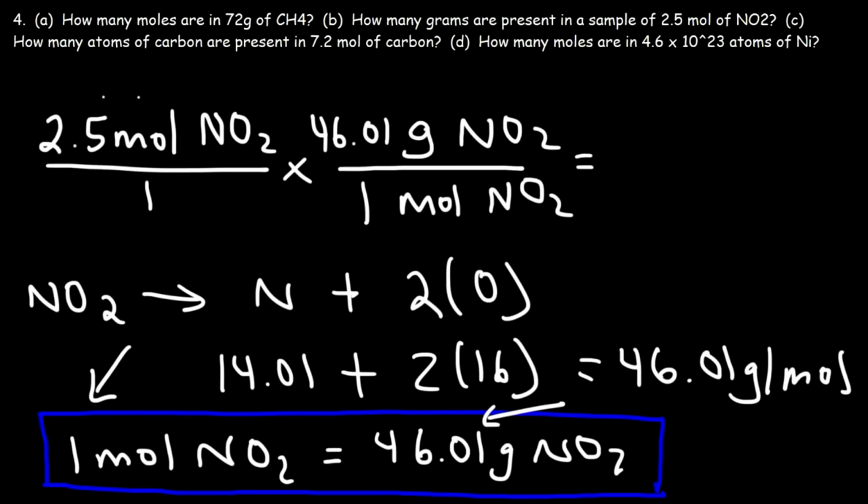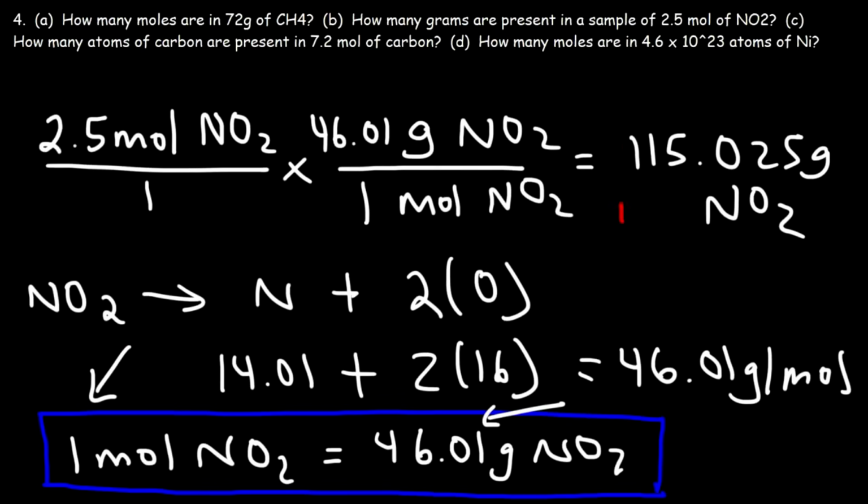This time, because we have two numbers that are both on top of the fractions, we need to multiply those two numbers. So it's going to be 2.5 times 46.01, and so the answer is 115.025 grams of NO2. That's how you can convert moles to grams. That's how you can set up the conversion process, and make sure that these units cancel.